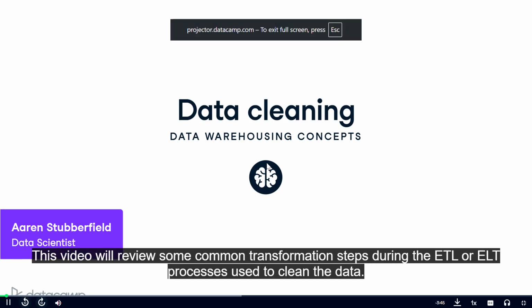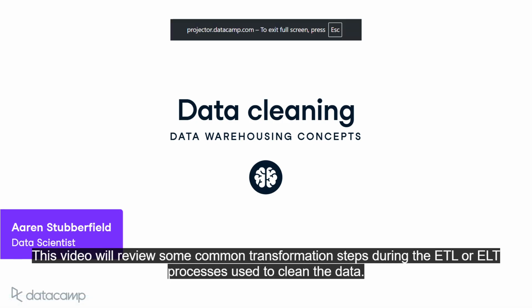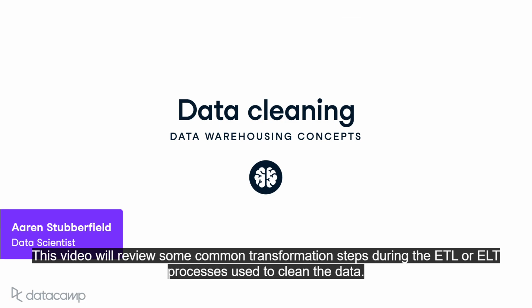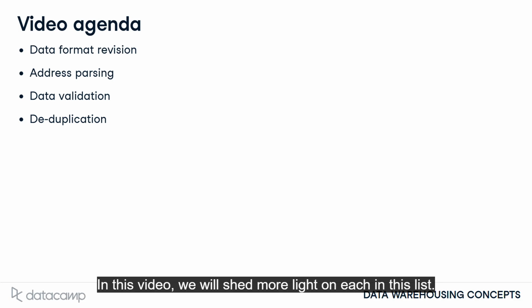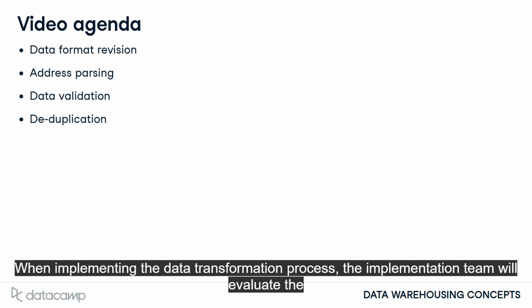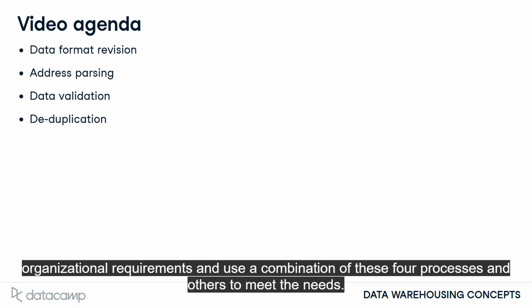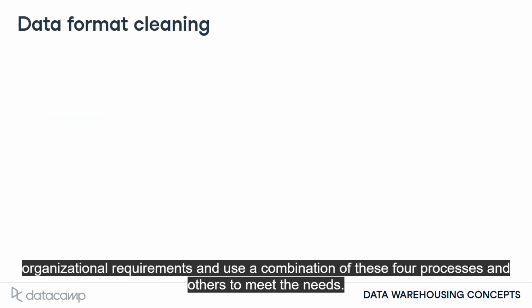This video will review some common transformation steps during the ETL or ELT processes used to clean the data. In this video, we will shed more light on each in this list. This is a partial list. When implementing the data transformation process, the implementation team will evaluate the organizational requirements and use a combination of these four processes and others to meet the needs.